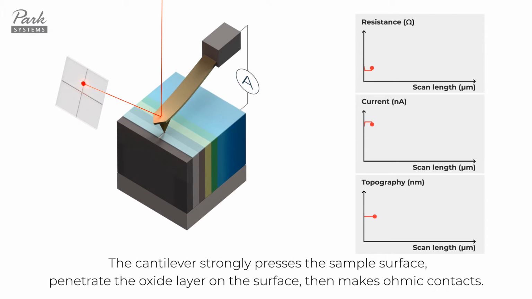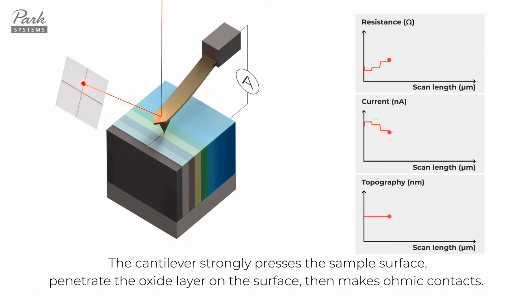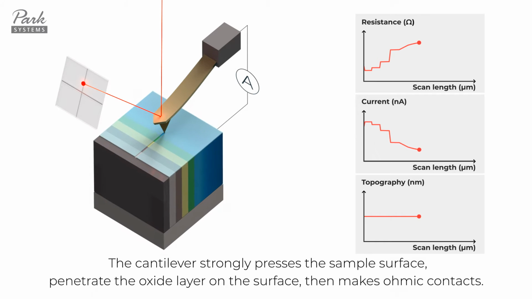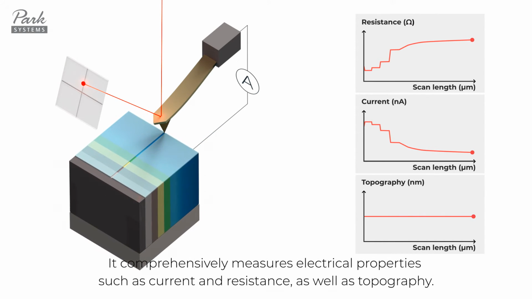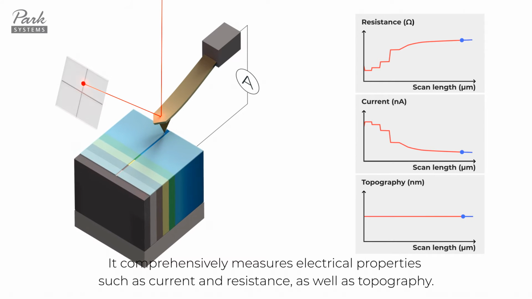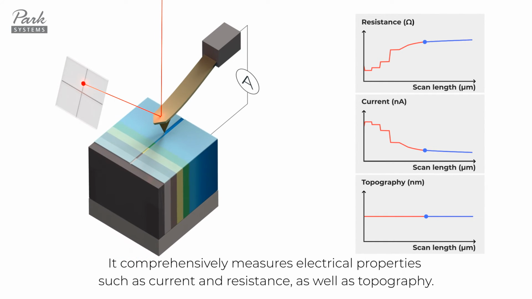sample. The cantilever strongly presses the sample surface, penetrates the oxide layer on the surface, then makes ohmic contacts. It comprehensively measures electrical properties such as current and resistance, as well as topography.